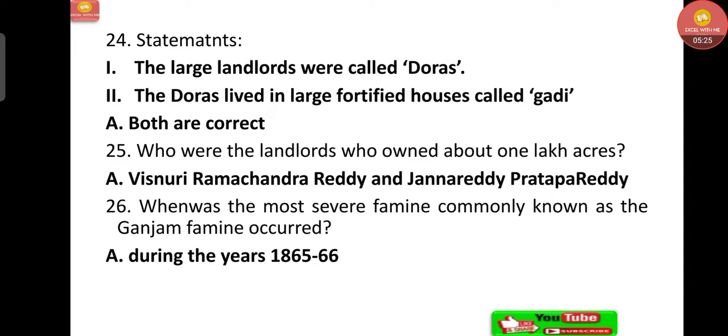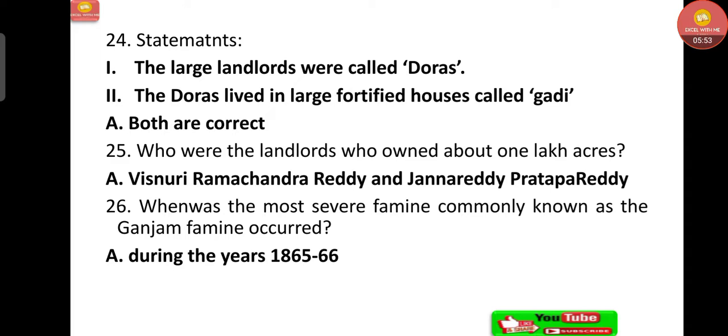Now let's see the statements again. The large landlords were called doras. The doras lived in large fortified houses called gadi. Both are correct. Who were the landlords who owned about 1 lakh acres? That was Visnuri Ramachandra Reddy and Janna Reddy Pratap Reddy. When was the most severe famine, commonly known as the Ganjam famine, occurred?